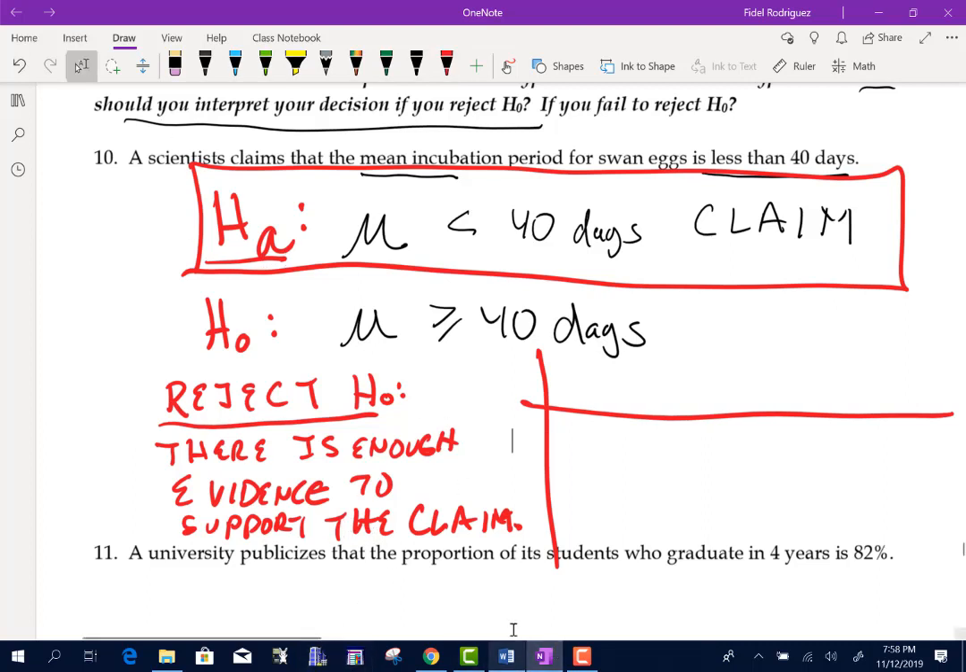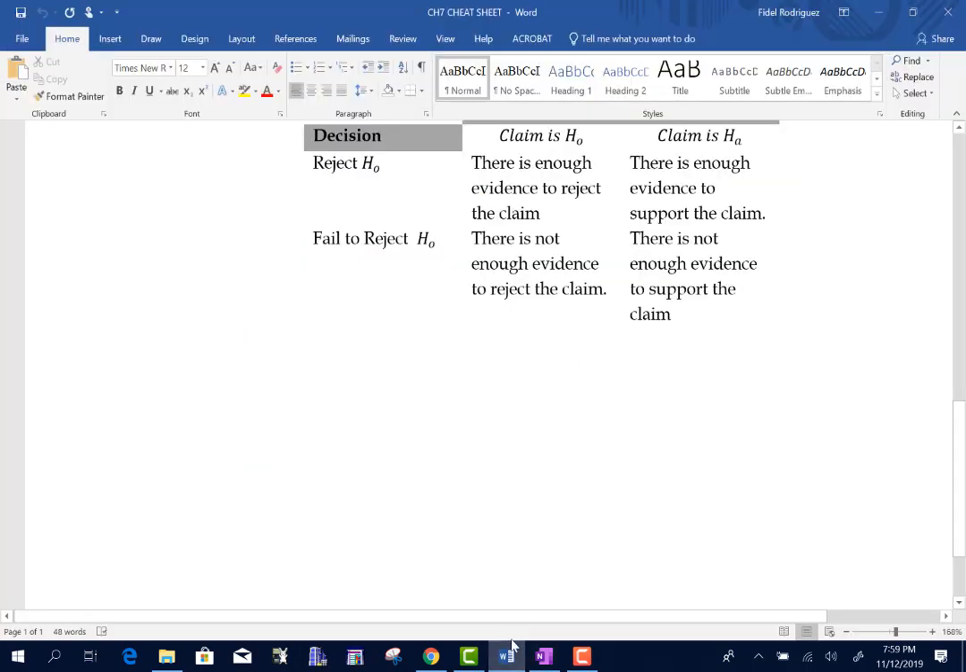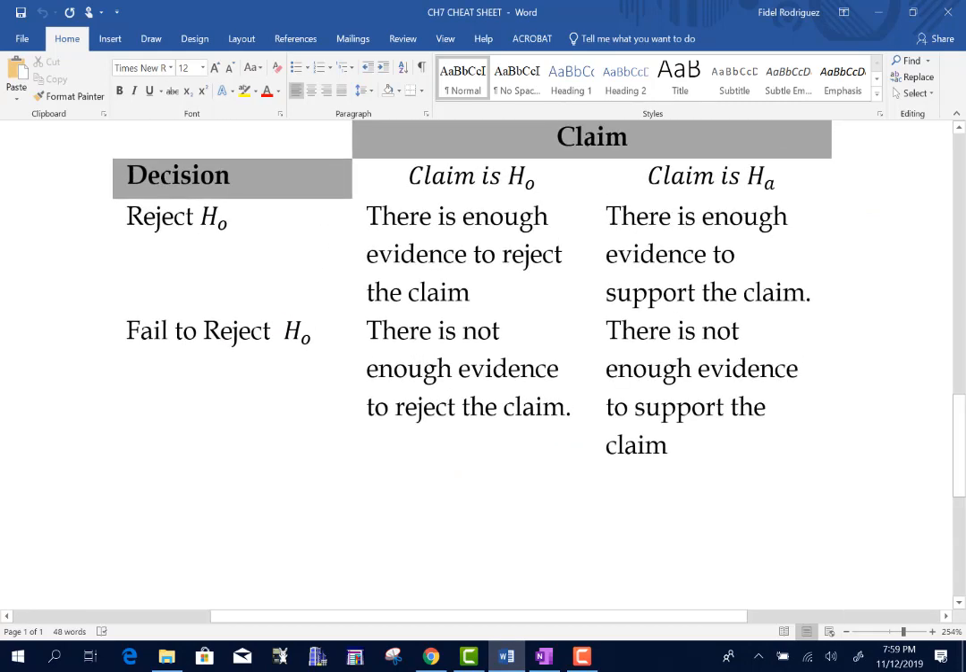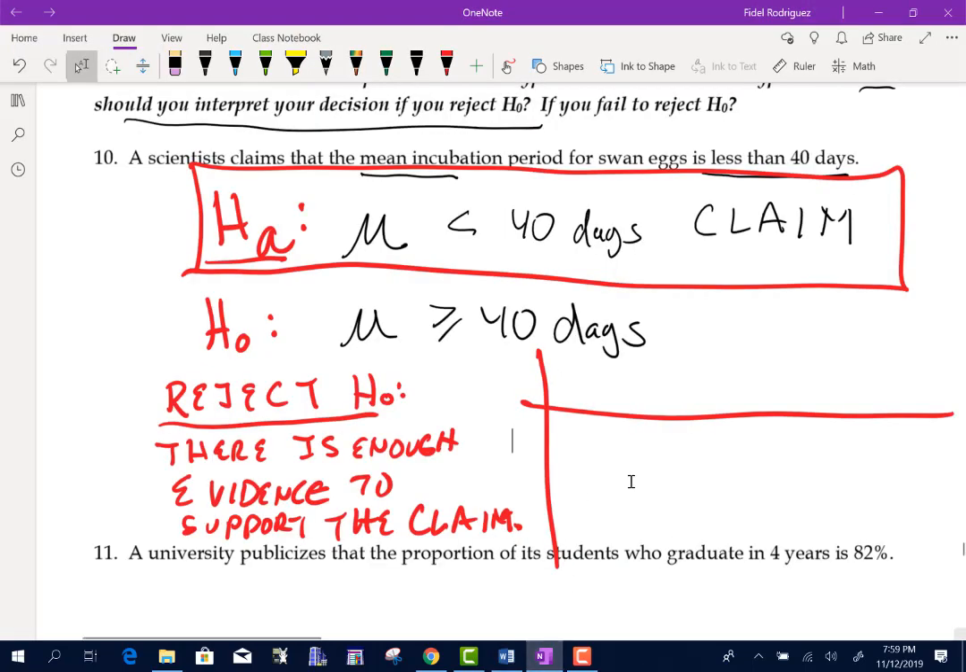So again, think about it this way. Our claim was the alternate, right? Our claim was the alternate. So if I'm rejecting the null hypothesis, right, and my claim is the alternate, then what I'm saying is there's enough evidence to support the claim, right? So let me come back. Let me take a look at the next part, right?